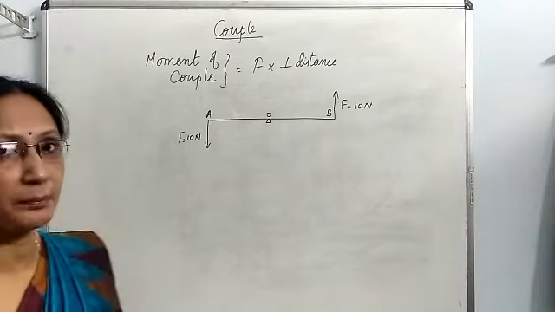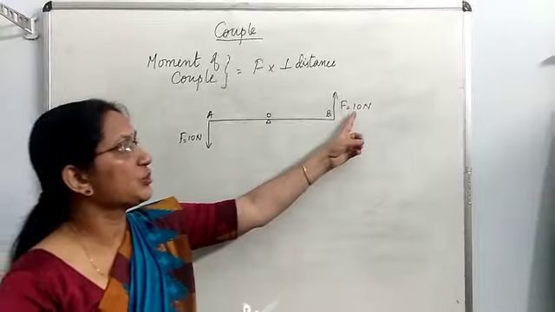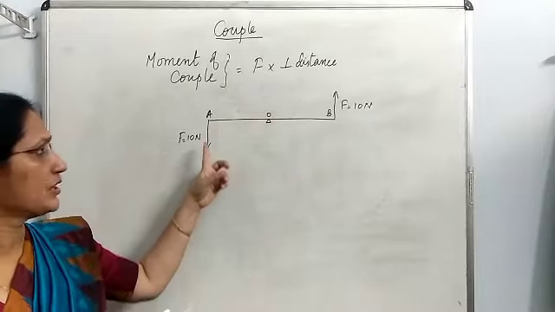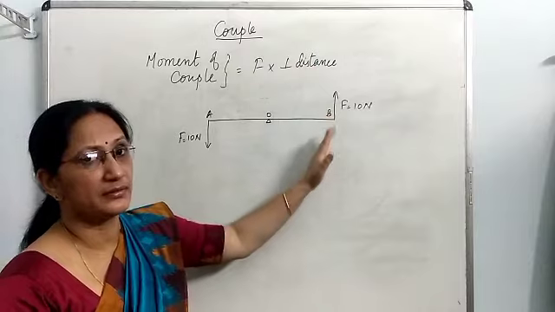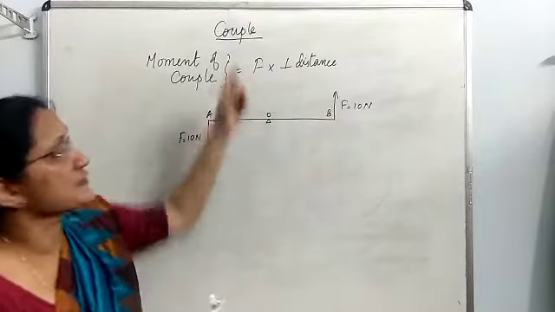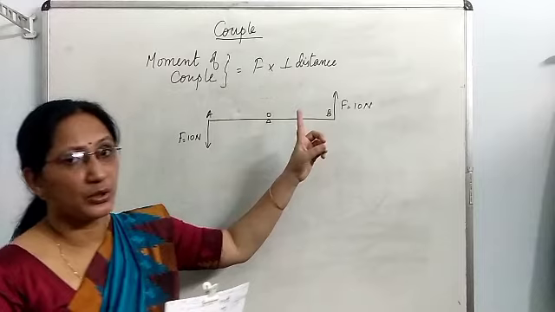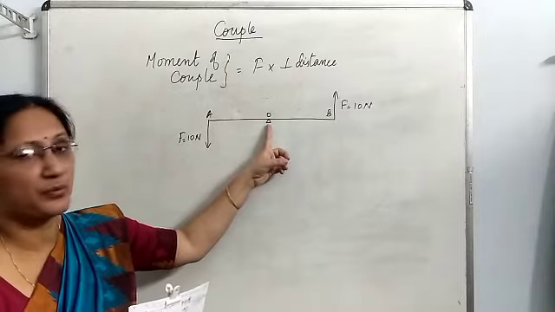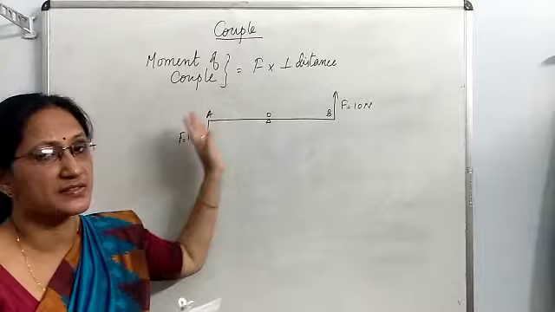Next topic, couple. A pair of forces which are equal in magnitude but opposite in direction and also parallel, such a pair of forces is called a couple. Look at this diagram. AB is a rigid rod, pivoted at the point O, and two forces are acting here at the edges A and B.